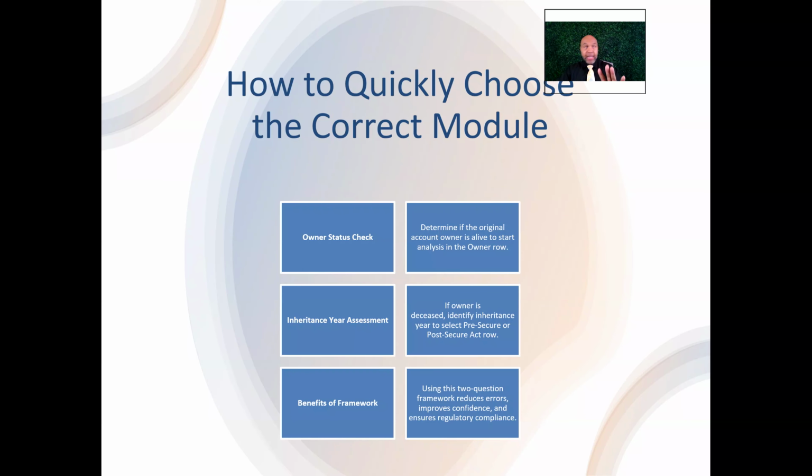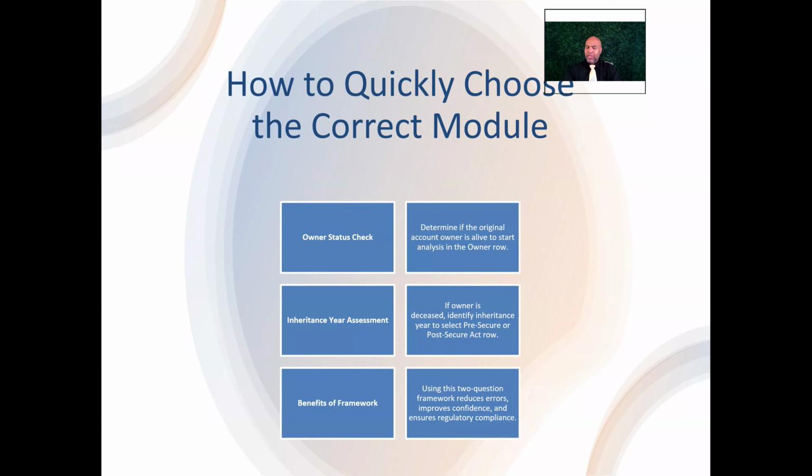So there's a quick way to choose which module you're going to use. First, we're going to look at, as I told you, the owner status check. Determine if the original account owner is alive. If that owner is alive, then we know we're going to use the owner rule. If the owner has deceased, watch this. Has the owner deceased before 2020? Have they deceased after 2020? Those simple questions help you really narrow down any challenges that you may have when you look at this software and you deal with our dashboard.